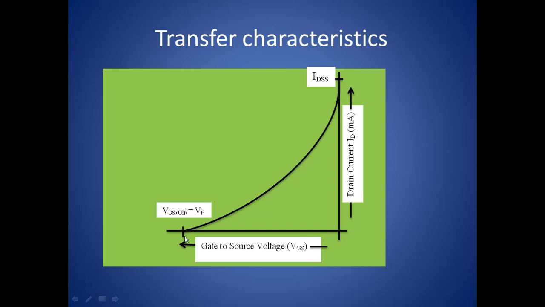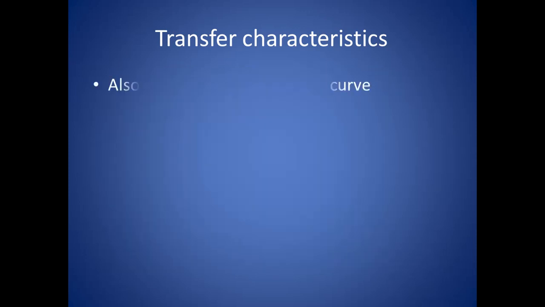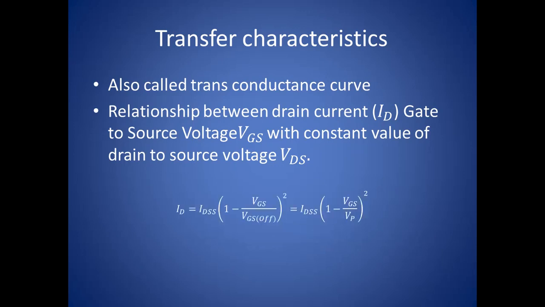At this point, the gate source voltage becomes 0. The drain current is given by the following relation: ID is equal to IDSS, the maximum drain current, into 1 minus VGS by VP the whole square. Using this relation we can calculate the drain current in the transfer characteristics curve.